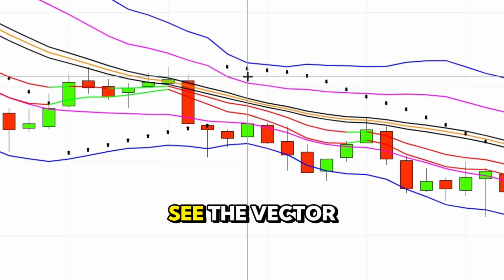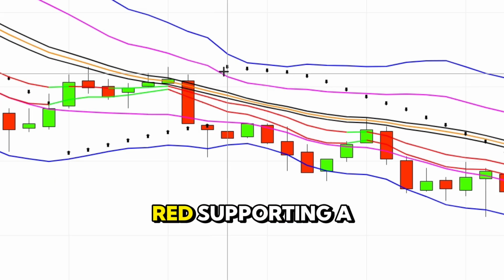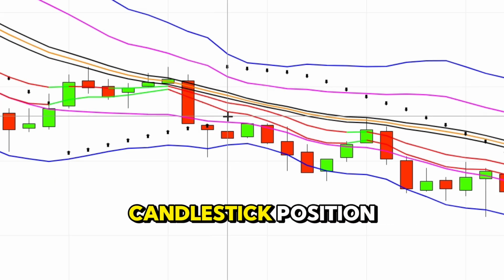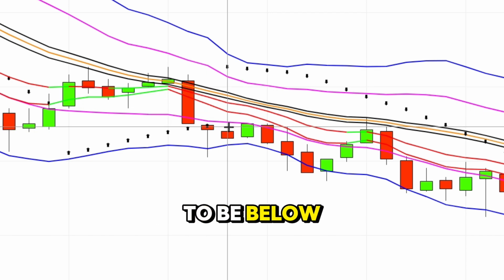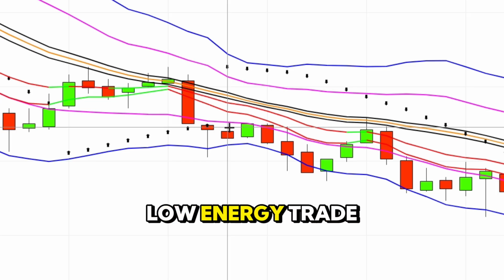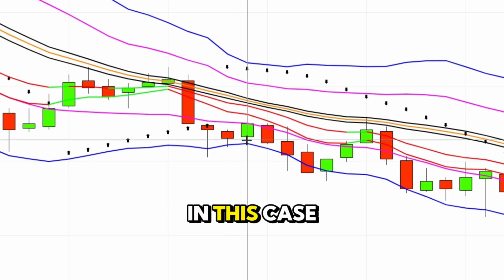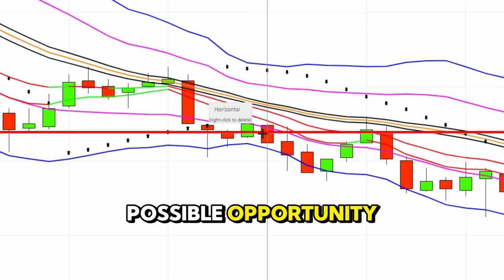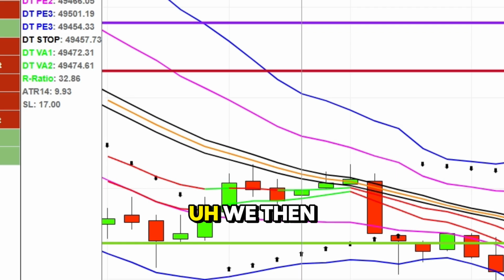So step two, we need to see the vector average change being in the correct direction. In this case, we've been green, we've now turned to red. Red supporting a downwards move, perfectly fine. Step three is candlestick position. So we need the entry of this market to be below the purple PE2 for a low energy trade, or the open. If the start isn't, that's fine as well. In this case, they're both valid. We take the first one, so we enter on the first possible opportunity. I'll bring down my green line to show that entry point.